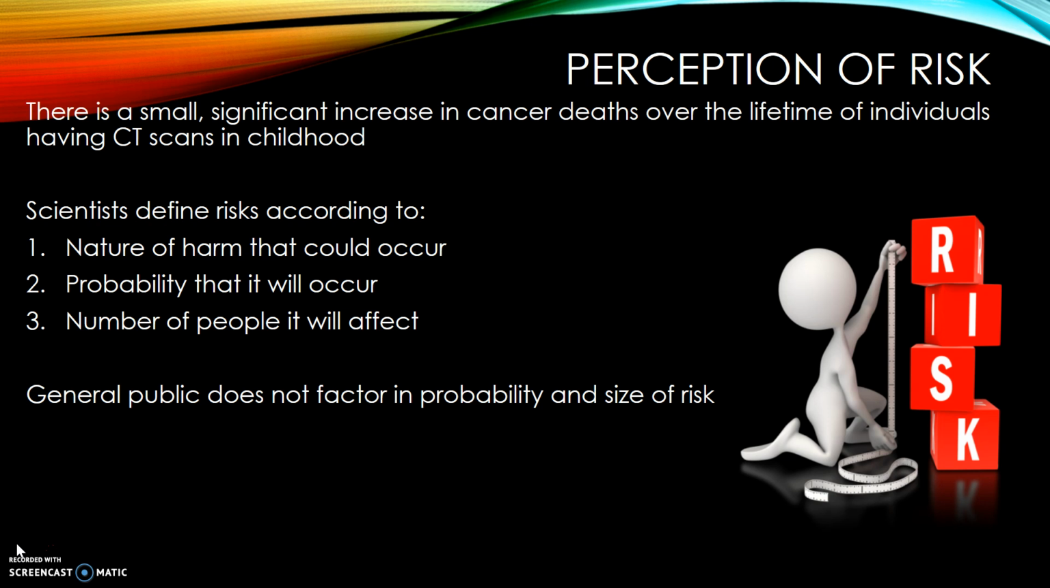Scientists define risk according to the nature of harm that could occur, the probability that it will occur, and the number of people that it will affect. The general public does not factor in the probability and the size of the risk.